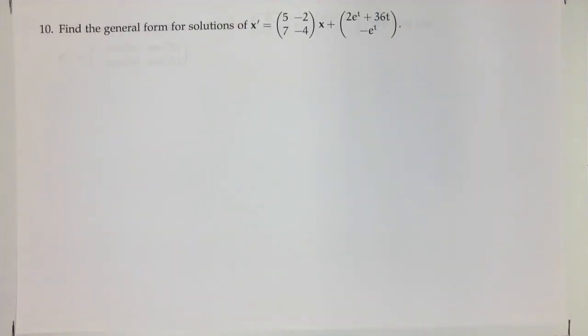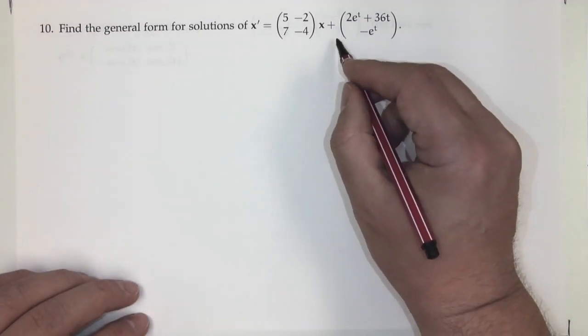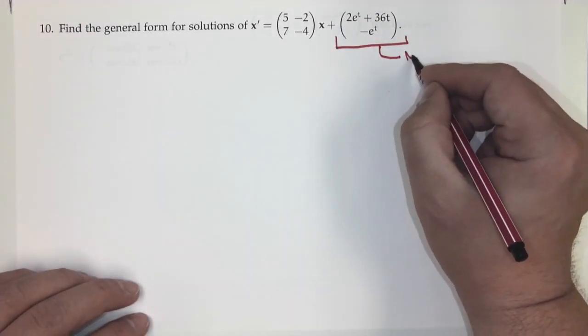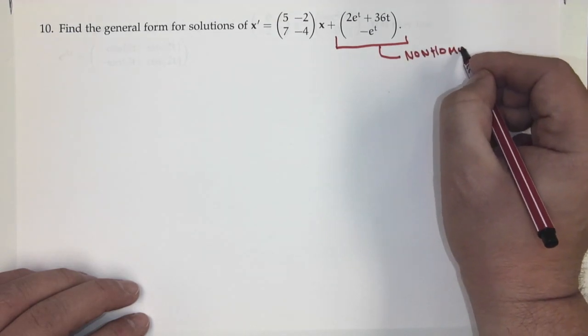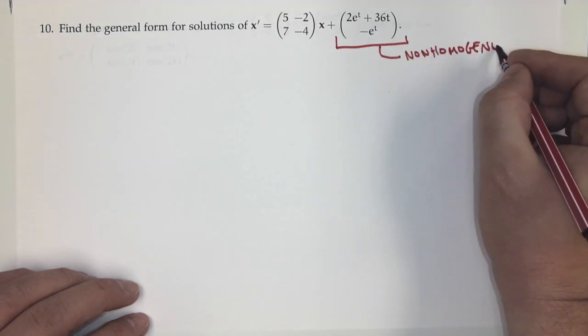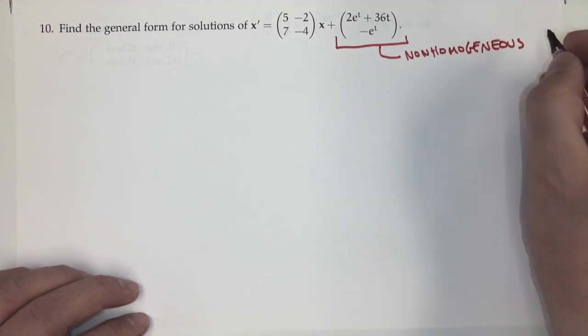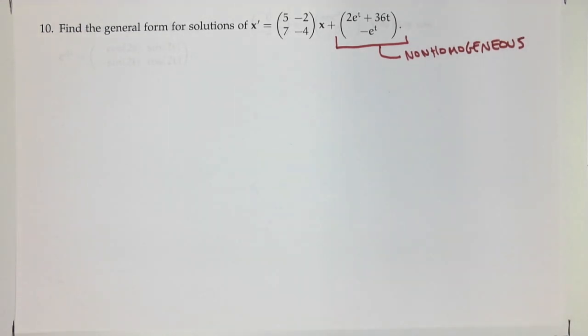All right. Rounding the corner. Number 10. Find the general form for solutions of x prime equals [5, -2; 7, -4] x, plus 2e to the t, 36t, minus e to the t. All right, well, this part on the end tells us that we're in non-homogeneous territory. And of course, the most difficult part about non-homogeneous problems is spelling non-homogeneous.